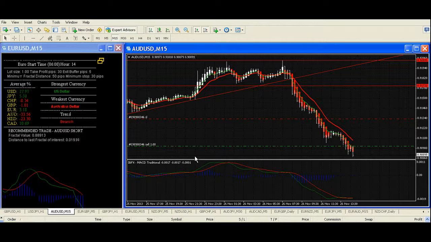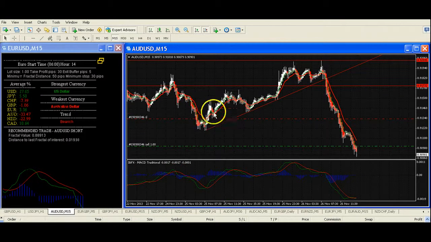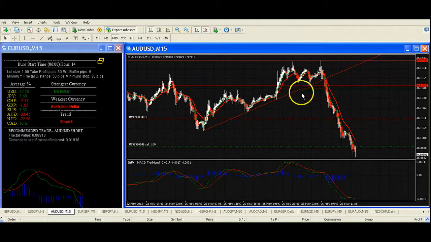Alright, I wanted to update you on this Aussie USD trade that we took yesterday. You can see we entered about 92.03 on this candle, and we went sideways. We had a trend line building, some hits on the trend line, moving up, and we moved our stop down here to 91.73.